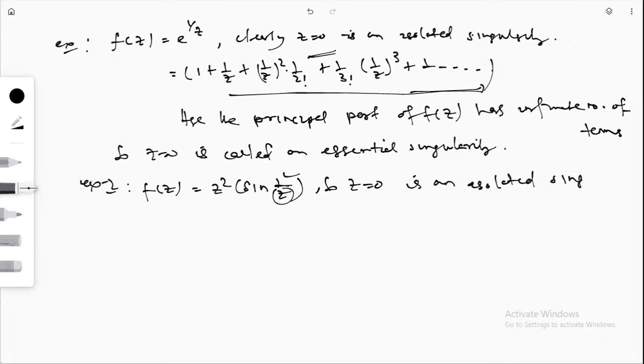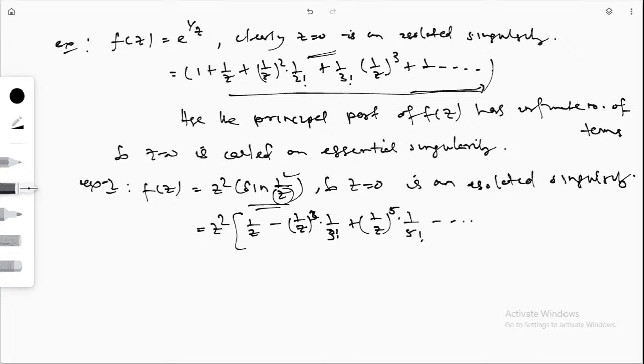This is an isolated singularity. If I want to classify it, I will add the expansion of sin(1/z). This is 1/z minus 1/(z^3 by 3 factorial) plus 1/(z^5 by 5 factorial), like this.